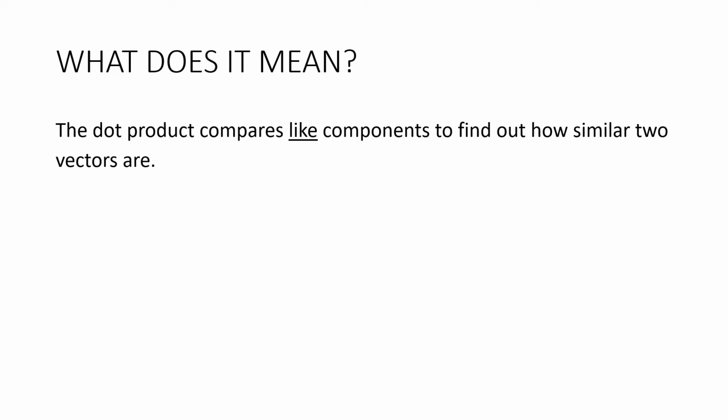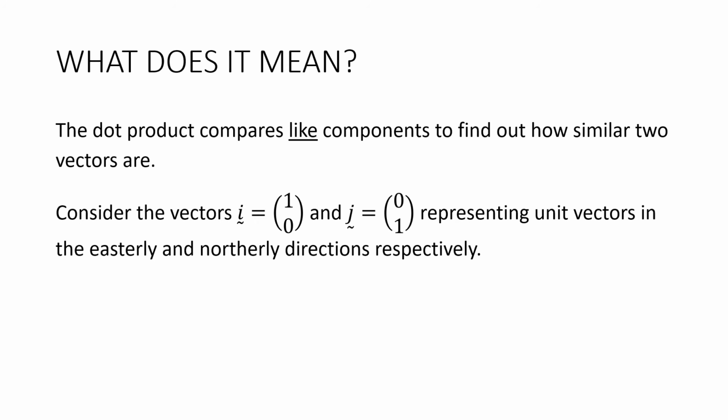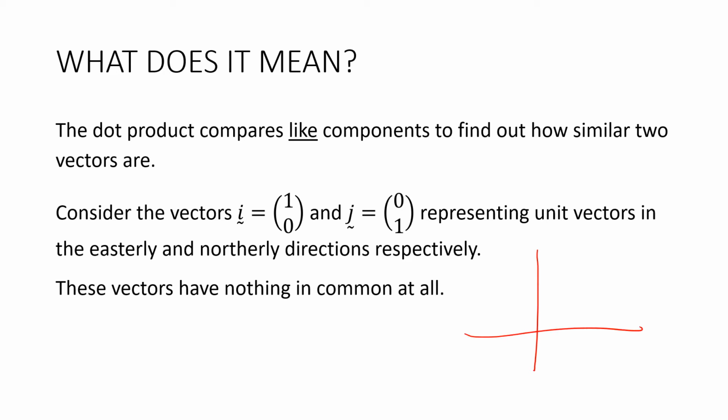Now, one of the best ways I've heard it explained is that the dot product compares like components to find out how similar two vectors are. So let's just consider the base unit vectors i and j. They of course represent unit vectors in the easterly and northerly directions respectively. And let's just draw that quickly. So here we've got i and here we have j.